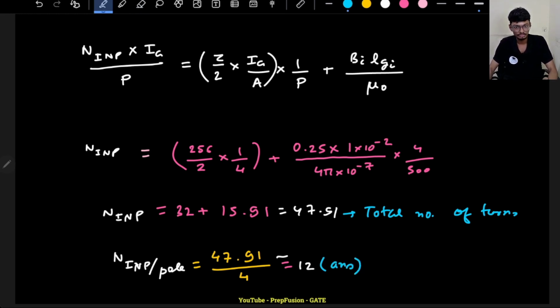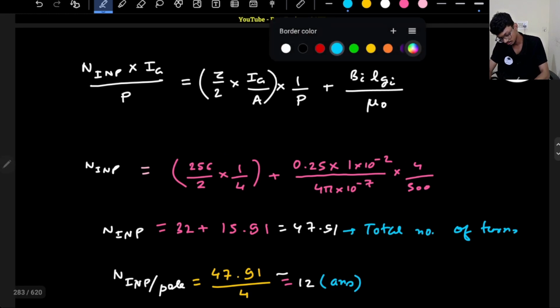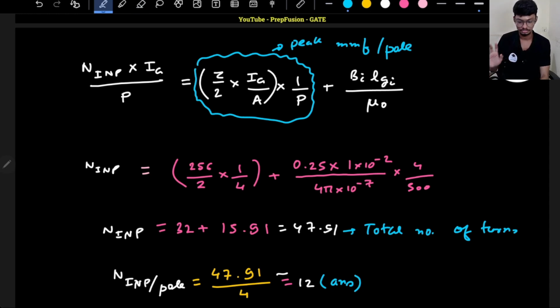So very simple and very easy to understand. Please keep this in mind that this value is the peak MMF per pole across the armature. This you have to remember. These are very small things I say to remember. So I hope you have understood this basic point.